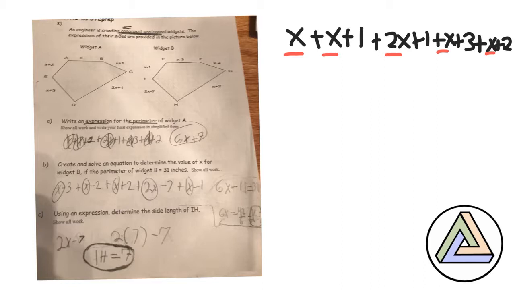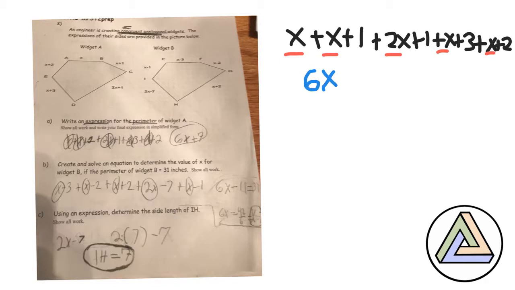Now we're going to combine like terms. Let's in fact focus on the terms that feature x. We've got x plus x, which is 2x, plus another 2x, which is 4x, plus another x, which is 5x, plus another x, which is 6x. So we could write that. That would be 6x.